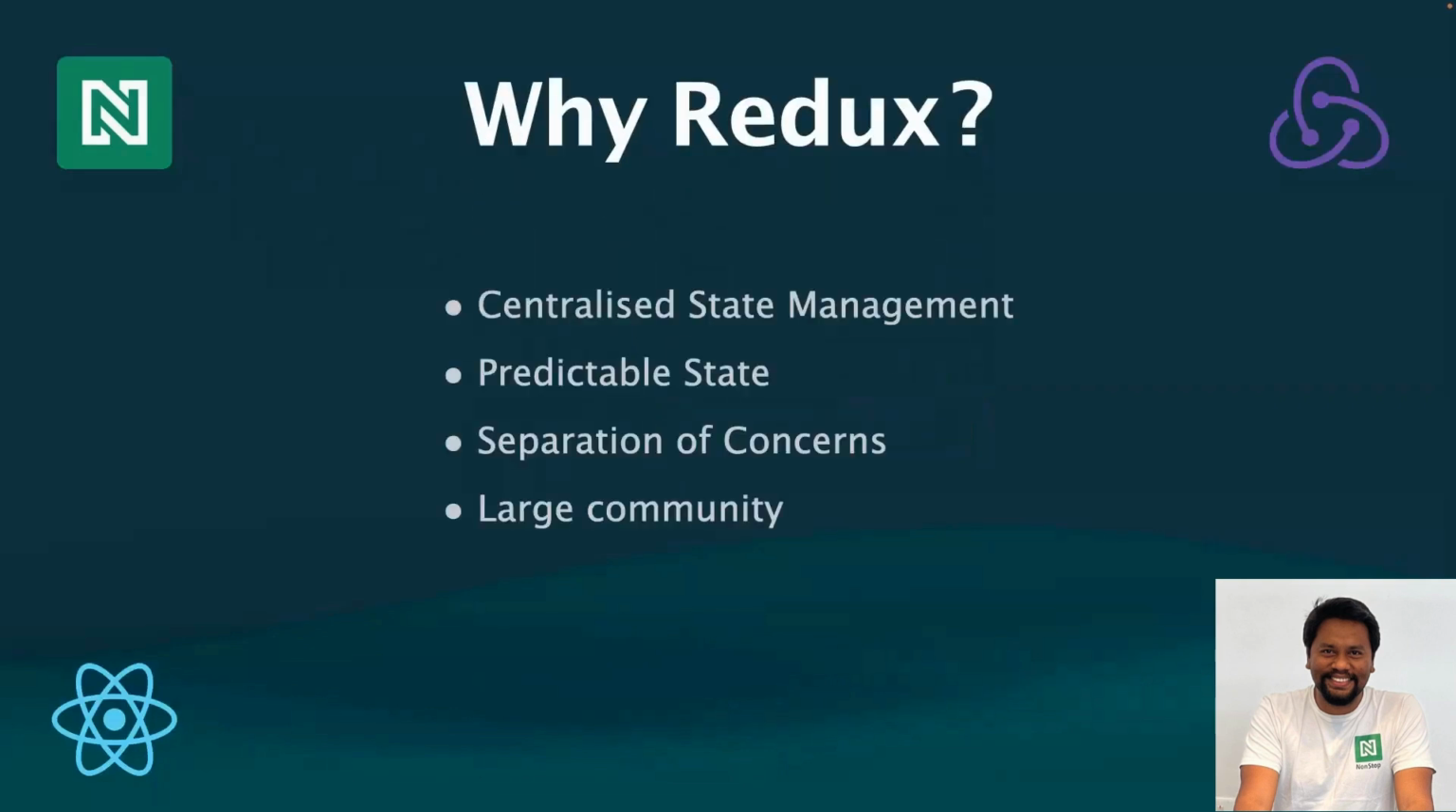Yeah, so centralized state management, predictable state, separation of concern. So separation of concern is not only limited to UI and business logic, but in UI itself, if there is a big, huge component, you can definitely break it into smaller components. And that is actually one of the best practices.